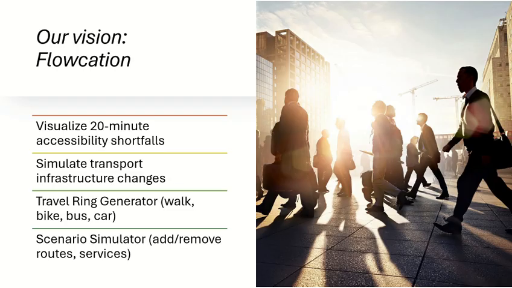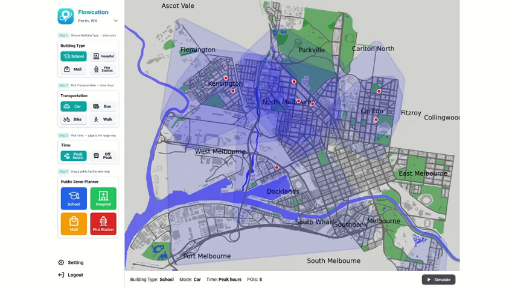And here's a demo of Flowcation. So here we have the tool we developed. This is a map visualization of 20-minute travel rings, and you have configurable parameters on the sidebar here. Right now we're looking at the City of Melbourne in peak traffic with a filter for primary schools. Areas outside of these travel rings indicate shortfalls in the 20-minute neighbourhood goal.